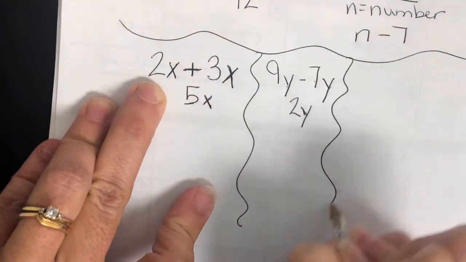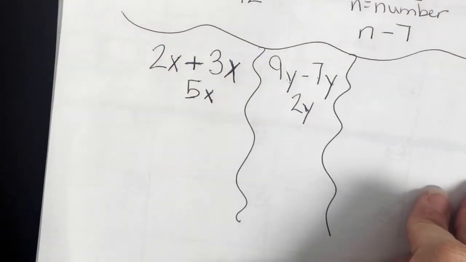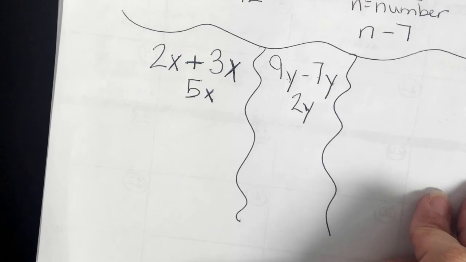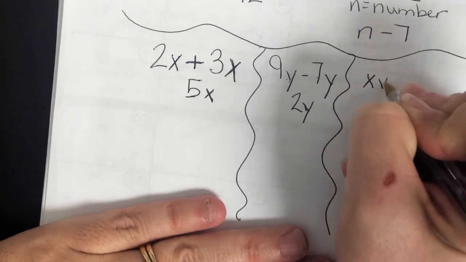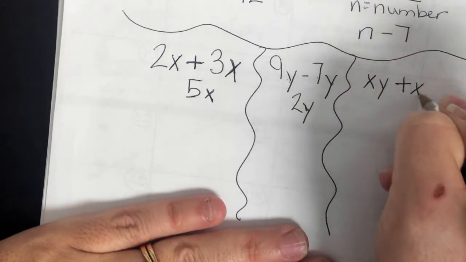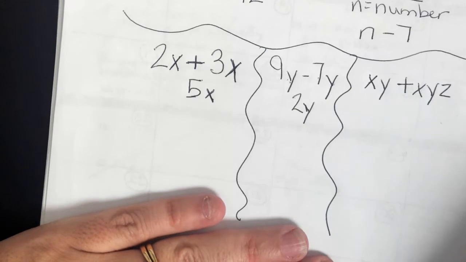Okay, ones that you can't put together are ones that are not like terms. And they'll try to do this sometimes. Maybe they give you this, xy plus xyz.